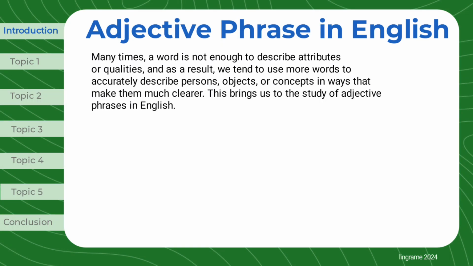Many times, a word is not enough to describe attributes or qualities, and as a result, we tend to use more words to accurately describe persons, objects, or concepts in ways that make them much clearer. This brings us to the study of adjective phrases in English.